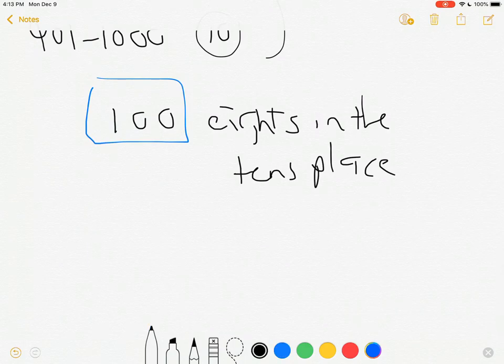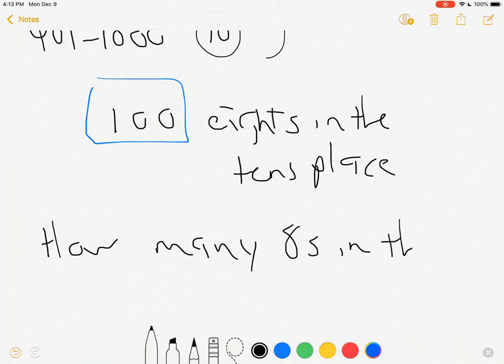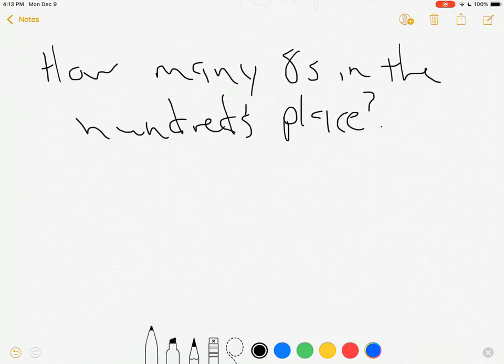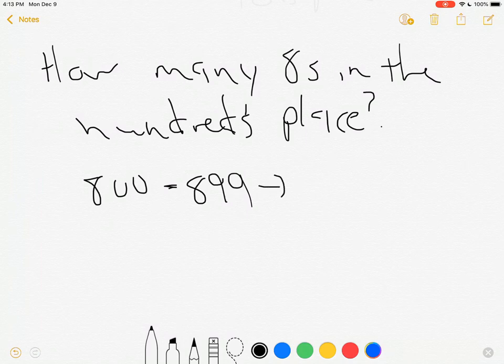Okay, we only have one more group of 8s to count. How many 8s in the hundreds place? Well, we don't get 8 in the hundreds place until 800 through 899. That is 100 numbers. So 100 8s in the hundreds place.